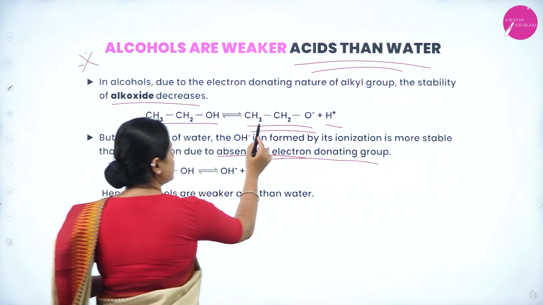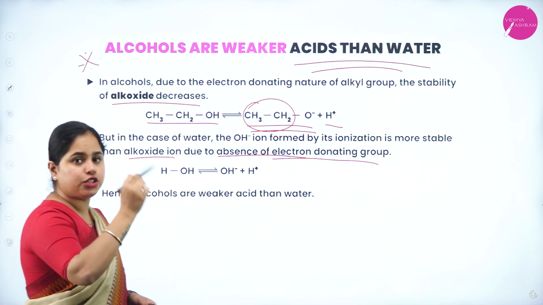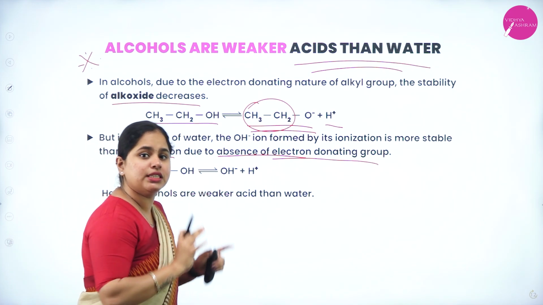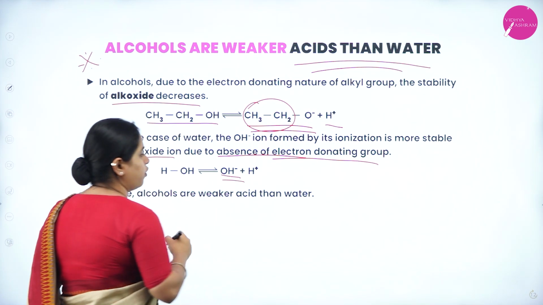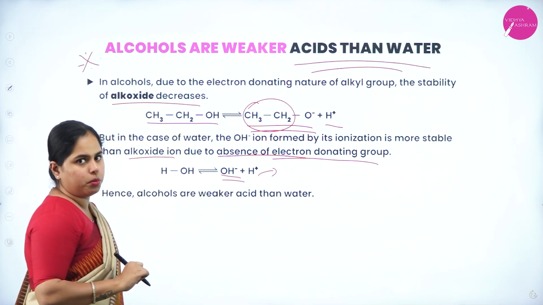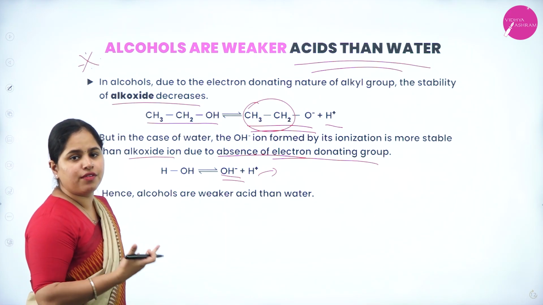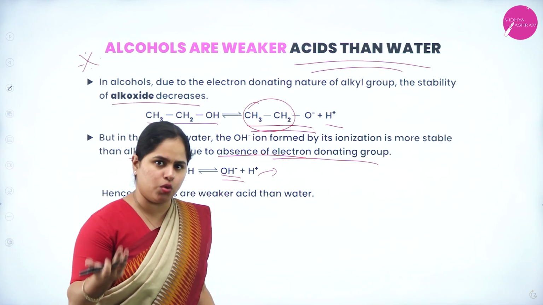So, in this case, as you can see, you have an alkyl group which will donate its electron, right? It will show plus I effect, hence the stability will decrease. But in case of water, what is it that you are forming? OH minus. H plus will be released, OH minus will be formed. Now, in the case of OH minus, do you have any alkyl group? No. So, of course, it won't be donating any electron. There is no alkyl group.